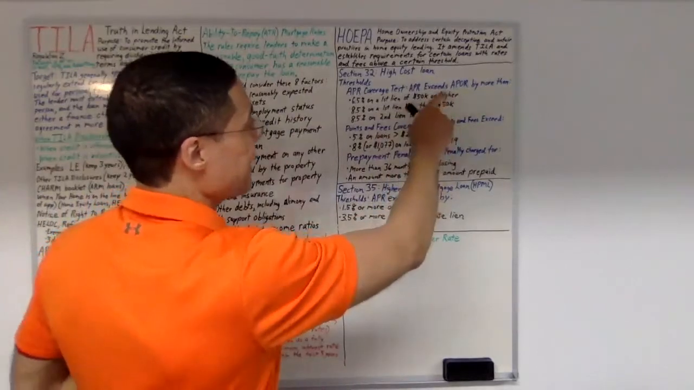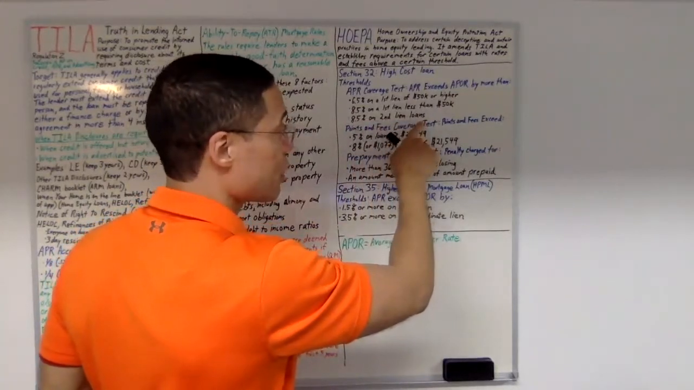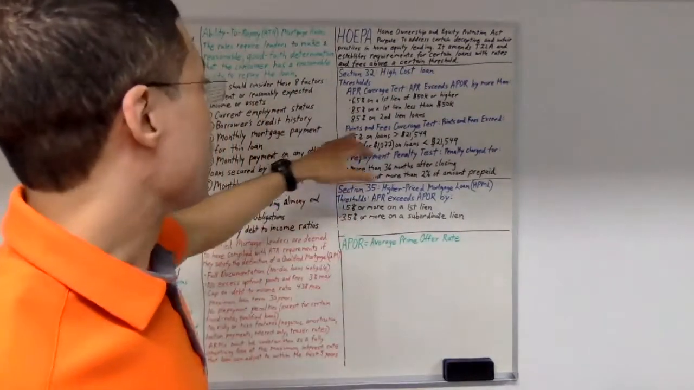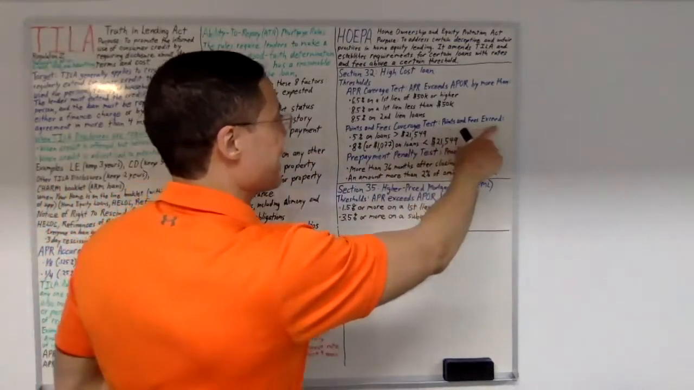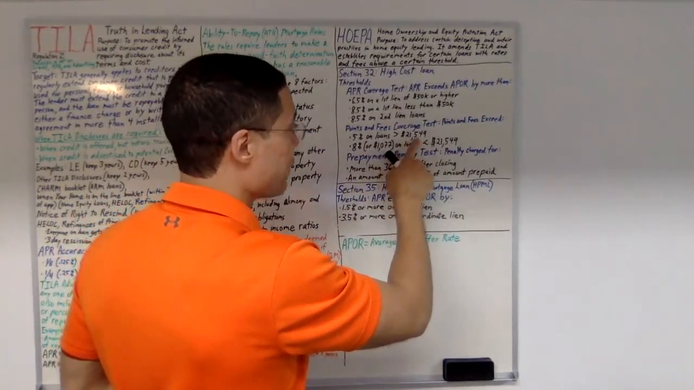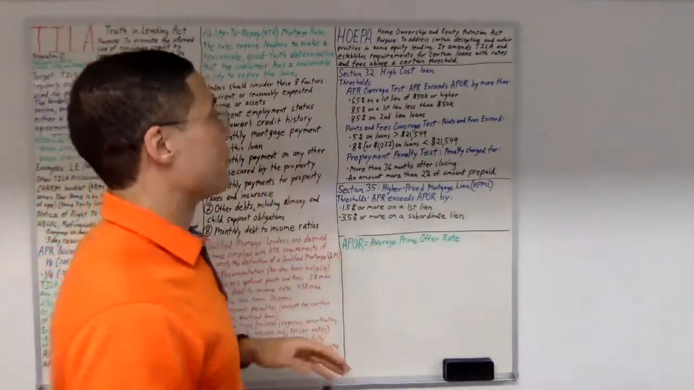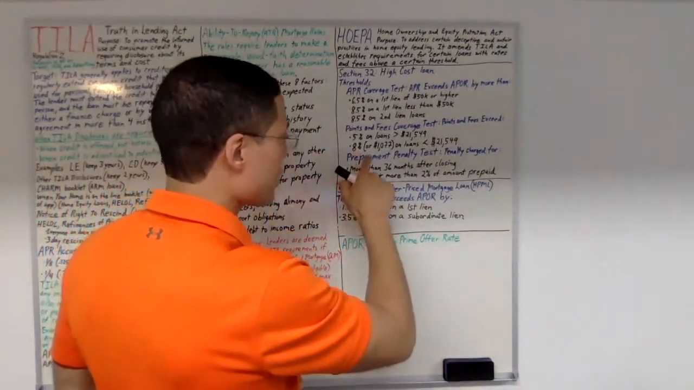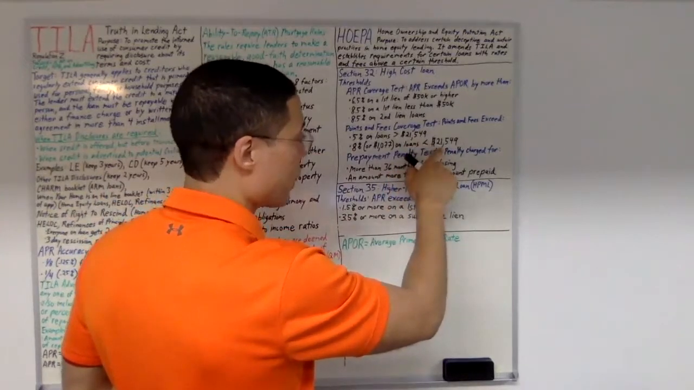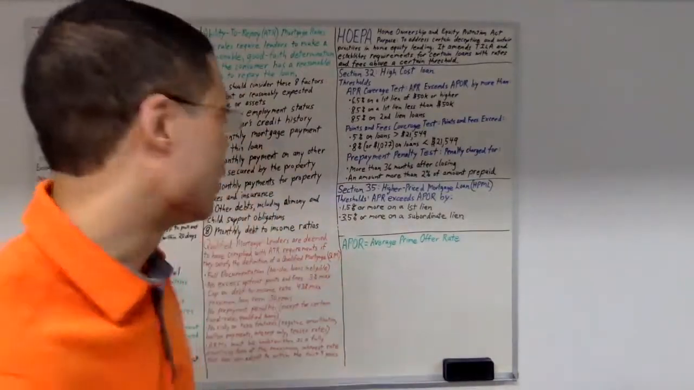If the APR exceeds the APOR by more than 8.5% on a second lien loan, then it is a Section 32 high cost loan, right? Also, points and fees coverage tests. If the points and fees exceed 5% on loans that are greater than $21,549, then it is a Section 32 high cost loan. If the points and fees exceed 8% or $1,077 on loans that are less than $21,549, then it is a Section 32 high cost loan.